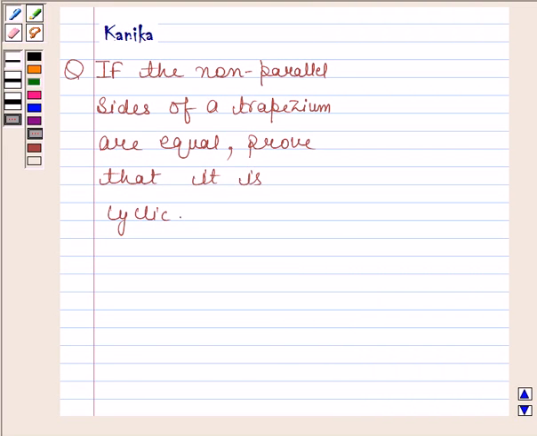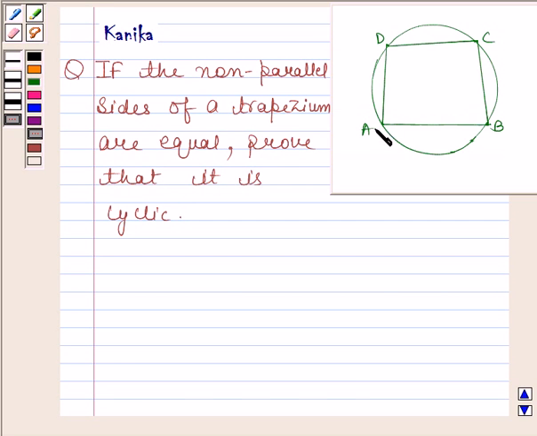Let us discuss the following question. The question says, if the non-parallel sides of a trapezium are equal, prove that it is cyclic. Let's make a diagram to understand this question. This is the trapezium ABCD in which non-parallel sides, that is AD and BC, are equal. We have to prove that ABCD is a cyclic trapezium.